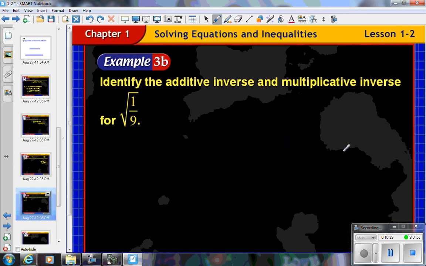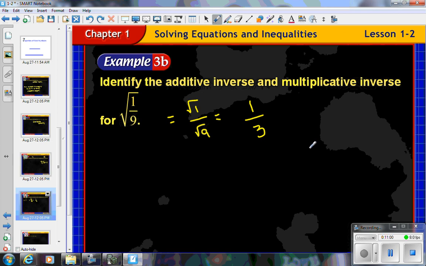Identify the additive inverse and multiplicative inverse for the square root of 1/9. Well, first of all, I'm going to think about what this means. The square root of 1/9 is the same as the square root of 1 over the square root of 9, which the square root of 1 is 1. The square root of 9 is 3. So I'm going to start by simplifying that.